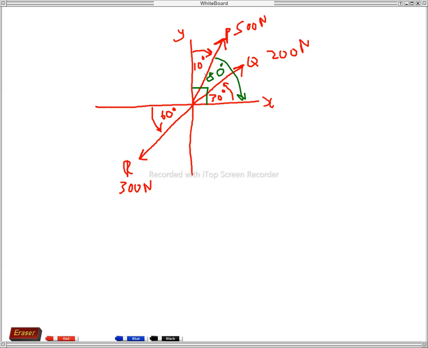So 30 plus 80. Oops, I think I'm making a mistake here. I'm sorry. Let me just try to erase here. It's not 80. Automatically, I'm having 60 here. It's 60, guys. I'm sorry about that.